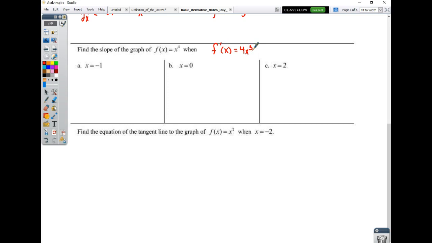All right, so if I want the slope at x equals negative 1, then really all I want is f prime of negative 1, which is? It's negative 4. 4 times negative 1 to the 3rd. If I have x going to the 0, f prime of 0 is? If I want x to the 2nd, then I want f prime of 2, which is?